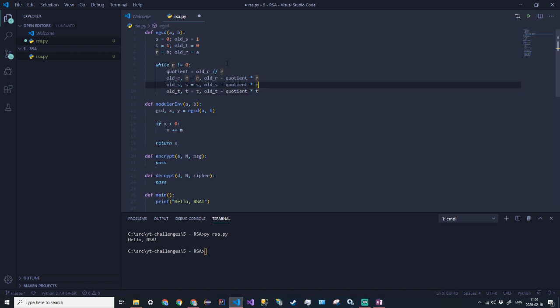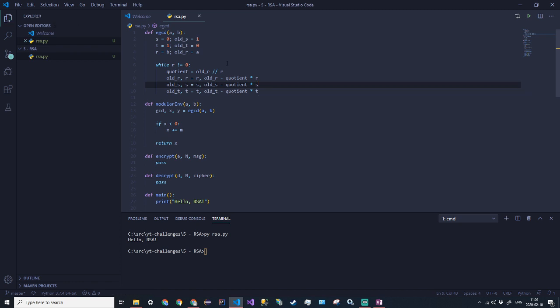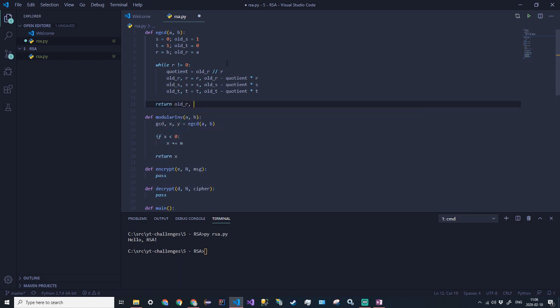Make sure the second one is an S, not an R. Okay, and then we want to return three things, so we'll return old R, old S, and old T.